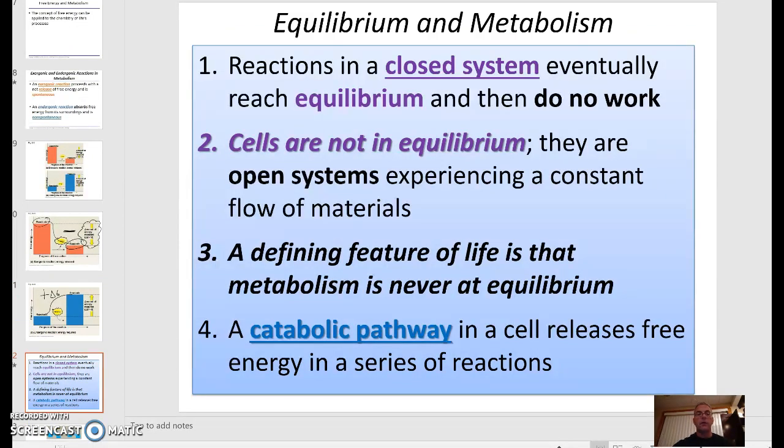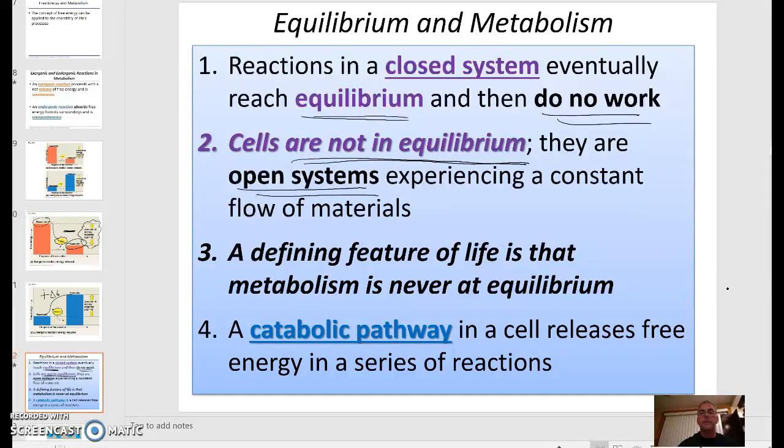Now, a couple final points to keep in mind in regards to evaluating different systems. We said that whenever you have a closed system, eventually it can reach equilibrium. And the concept of reaching equilibrium in terms of energy changes means that you eventually get to the point where you're not going to do any work. Fortunately for us, cells are not going to reach equilibrium as long as we are alive.